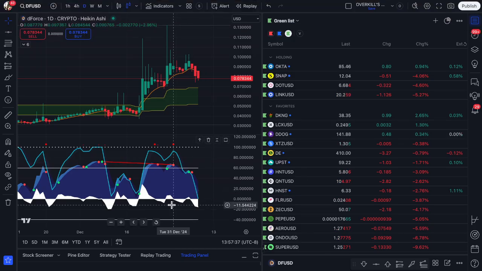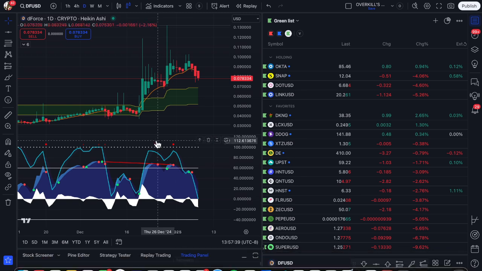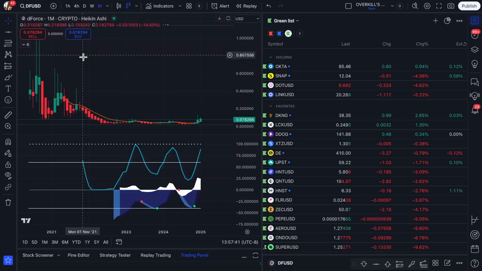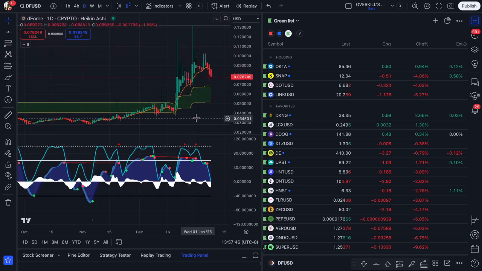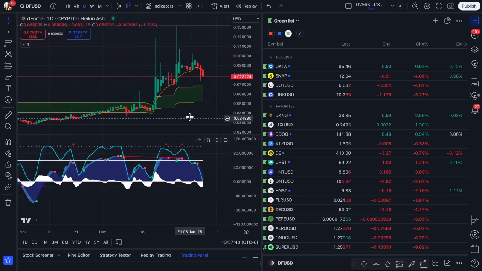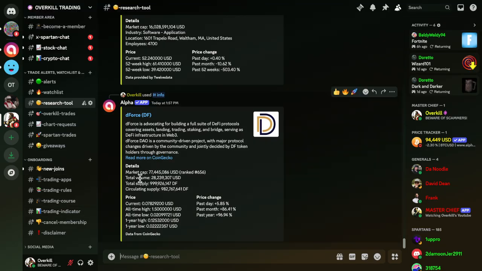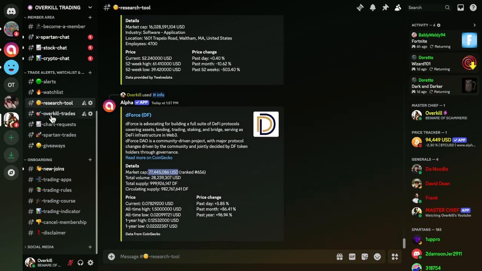I just wait for that green dot confirmation. When you get the green dot, that'll be your entry. Again, very low market cap coins are easily manipulated. So wait for the green dot there on the daily on D-Force. Little too low of a market cap for me. Again, I'm looking for a $10 billion market cap minimum to place my trades.